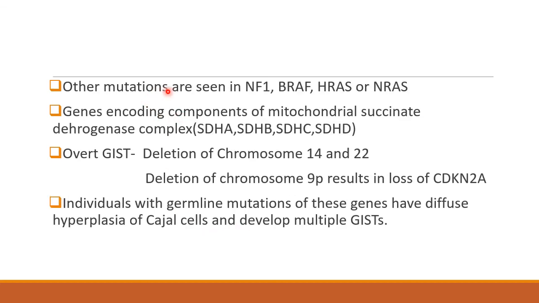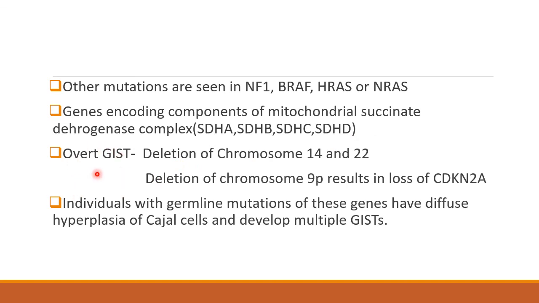Other mutations that are also seen are in NF1, BRAF, HRAS or NRAS, and these molecules also function in the same pathway. Other mutations are in genes encoding the components of the mitochondrial succinate dehydrogenase complex, that is SDHA, SDHB, C and D, and that ultimately leads to the activation of the vascular endothelial growth factor and insulin-like growth factor, and that will lead to the cell proliferation.